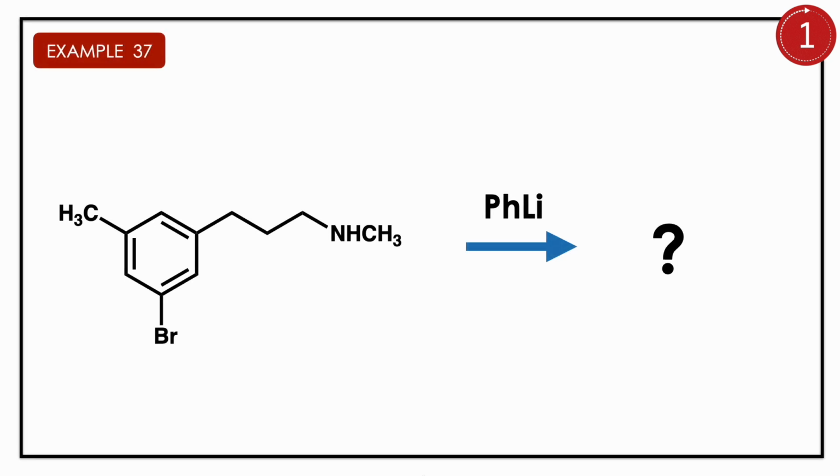Then the next example: you have toluene, at the meta position you have bromine and a long chain with an amine. You are using phenyl lithium. You should find what will be the final product.